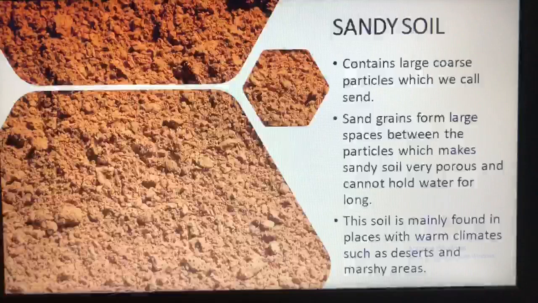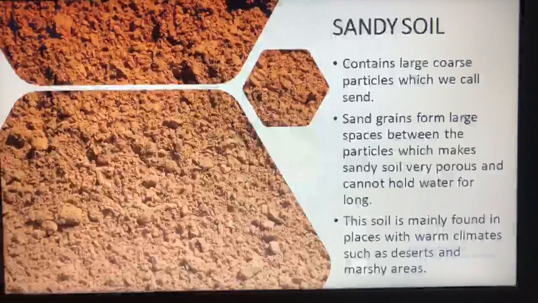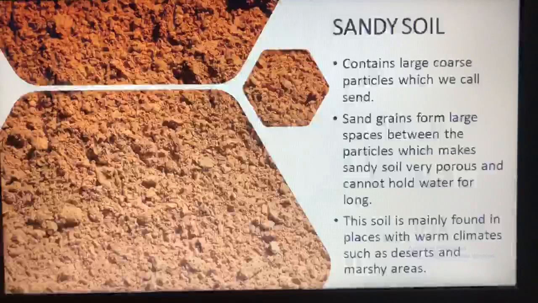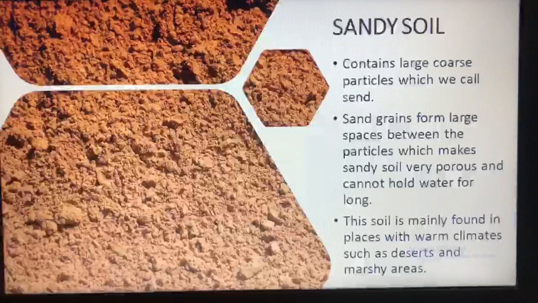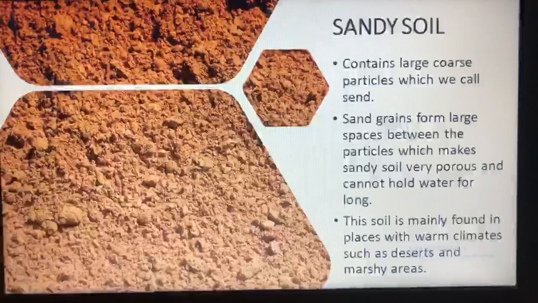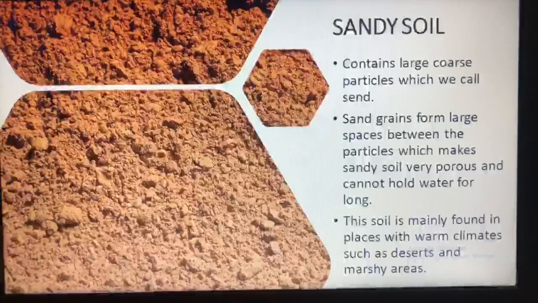It contains large coarse particles which we call sand. Sand grains form large spaces between the particles, which make the sandy soil very porous, and it cannot hold water for a long time. This soil is mainly found in places with a warm climate such as deserts and marshy areas.